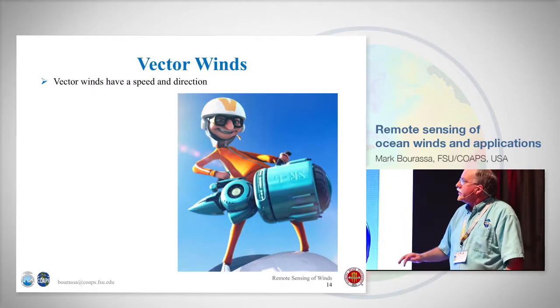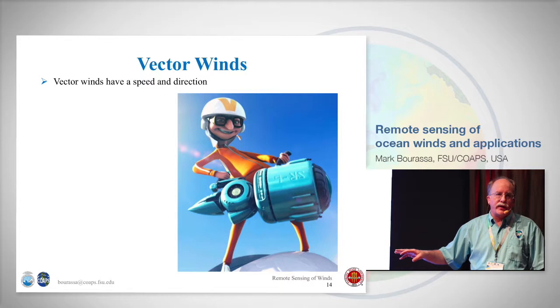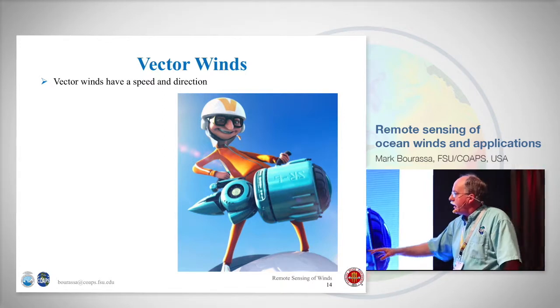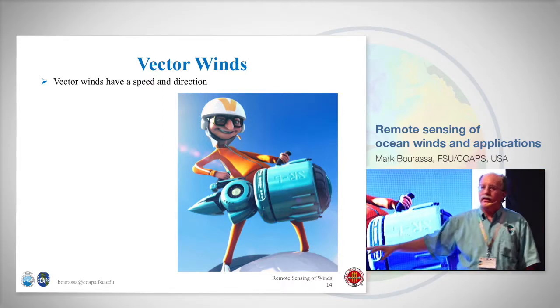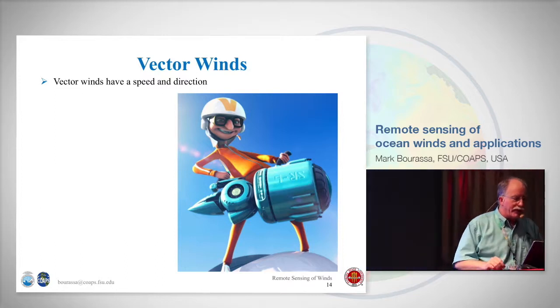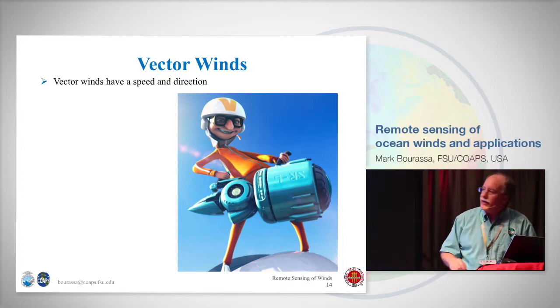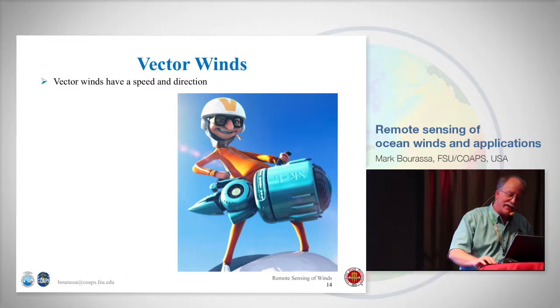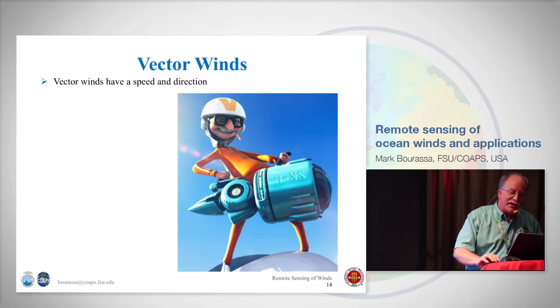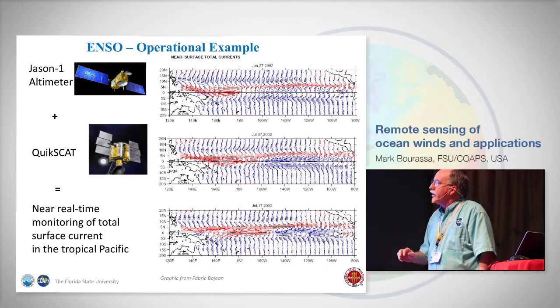So for vector winds, we have the only essential variable that has the same name as a cartoon villain. So this is from, I forget the name of the movie now, but entertaining.